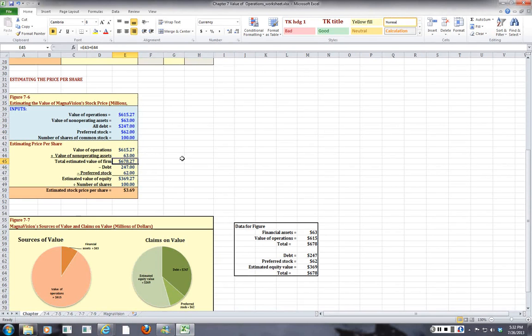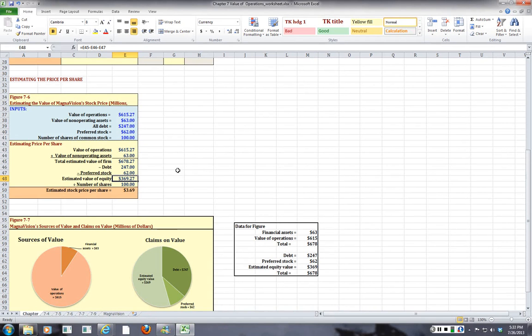$678.27. Then we've got to subtract the debt from it because we want to get what the equity is. So we subtract the debt, we subtract the preferred, and then we come up with the estimated value of equity. And we have 100 shares, so we divide that estimated value of equity by the 100 shares, and we come up with an estimated stock price of $3.69.